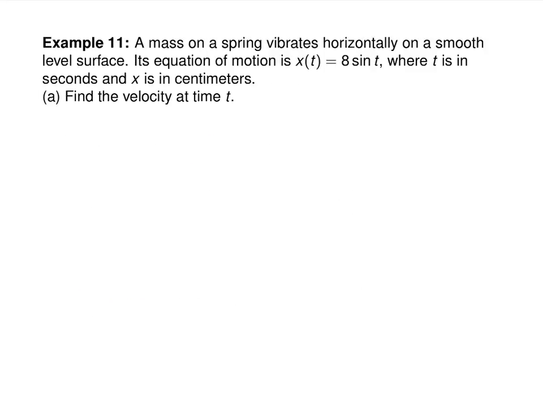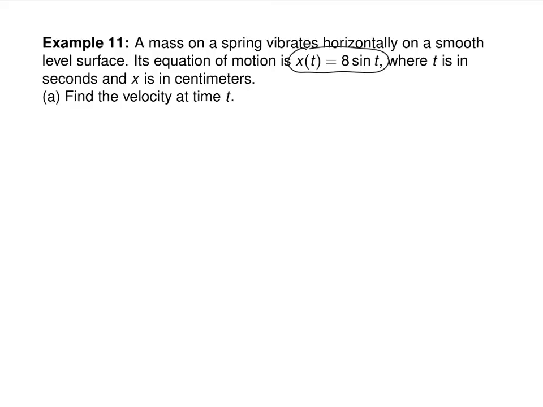Okay. So last question, well, second to last question. A mass on a spring vibrates horizontally on a smooth surface. This is its equation of motion. The fact that it's x of t means that it's on the x-axis, and the position is measured relative to the origin, like positive x means forward from the origin, negative means backwards. t is at what time? So find the velocity at time t.